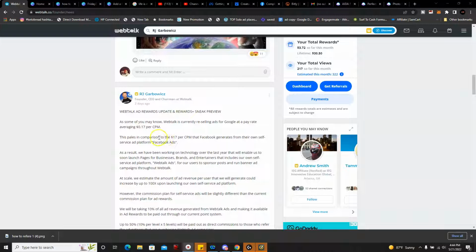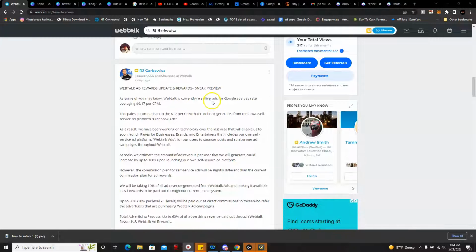So what they're going to do is they're going to be launching pages for business, brands, and entertainers. That includes our own self-service platform, Webtalk Ads, for our users to sponsor posts and run banner ad campaigns throughout Webtalk as well. At scale, we estimate the amount of ad revenue per user that we will generate could increase by up to 100 times upon launching our self-service ad platform.